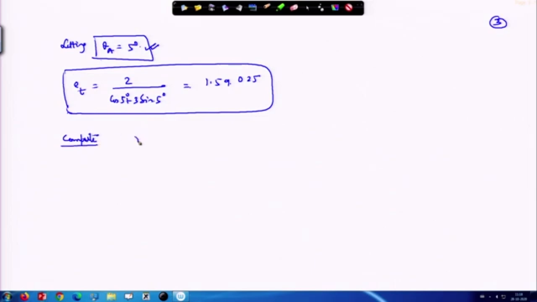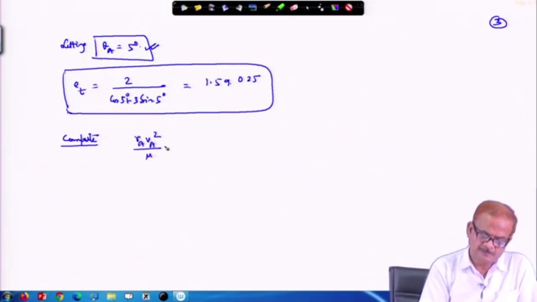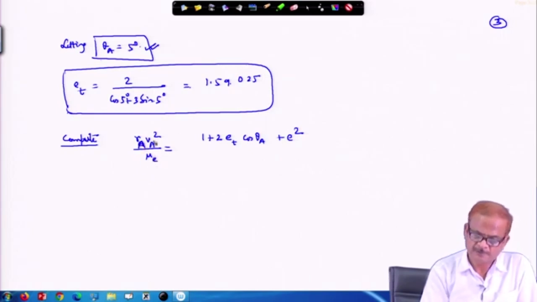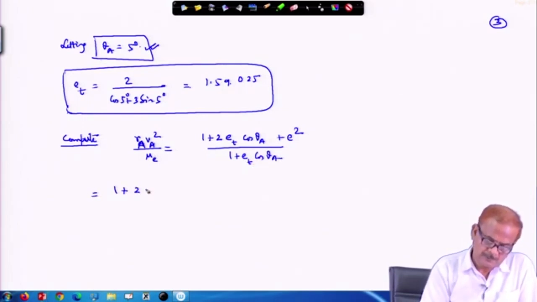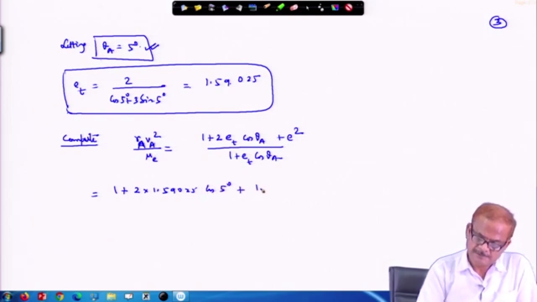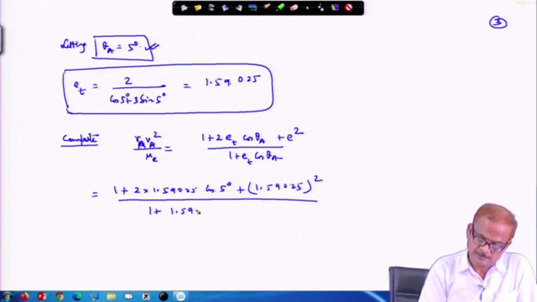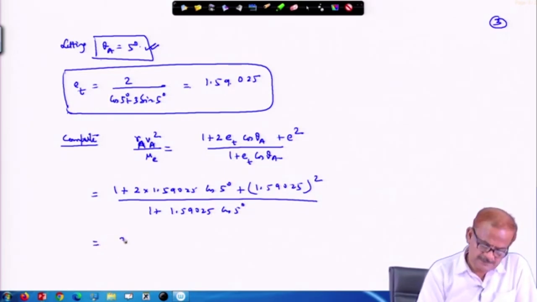So, now compute R_A V_A squared divided by mu. From here your R_A is known, mu of the earth is known. So, the velocity at the point A in the transfer orbit will be known to you. E_t is 1.59025, and cos theta A with theta A is 5 degrees, and this yields 2.5916345.